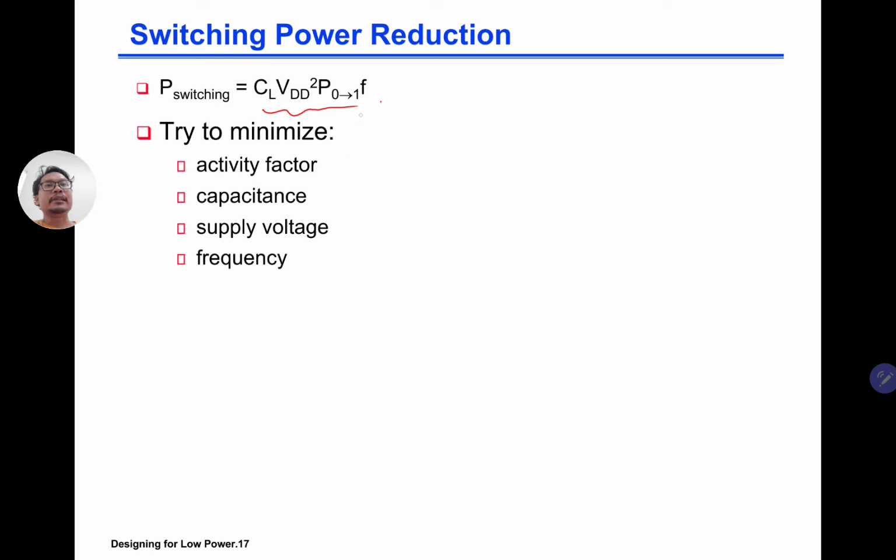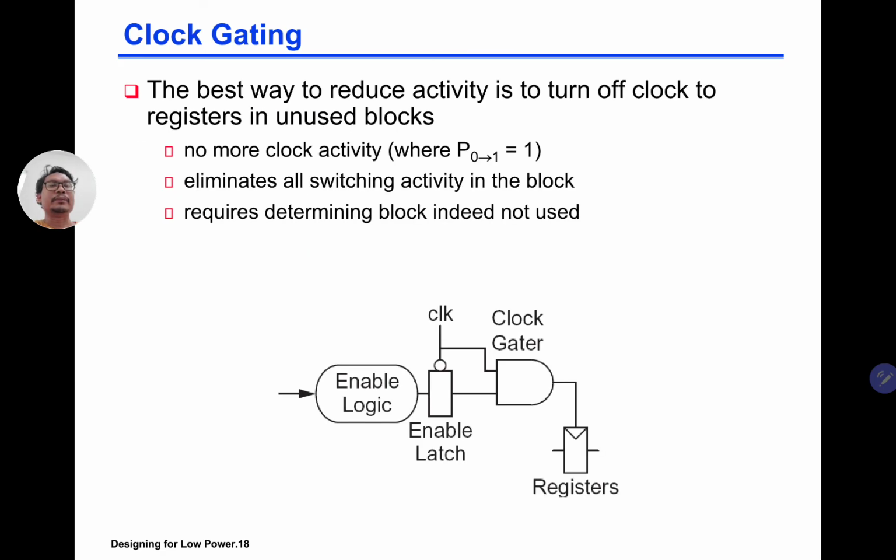It is clear that if you can reduce the activity factor, reduce the capacitance on the output node, reduce the supply voltage VDD, and reduce the frequency, we should be able to reduce the dynamic power consumption. Some of the methods: clock gating. The best way to reduce activity is to turn off the clock to registers in unused blocks. So basically here we put a clock gater. Based on the enable logic, if you put a 0 on the clock, then you will have no activity. Here is your combinational logic.